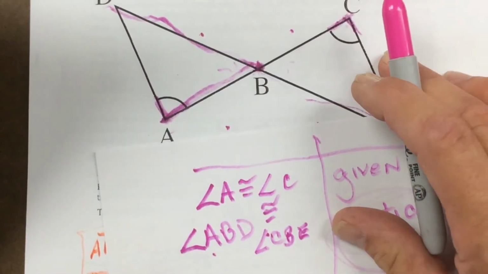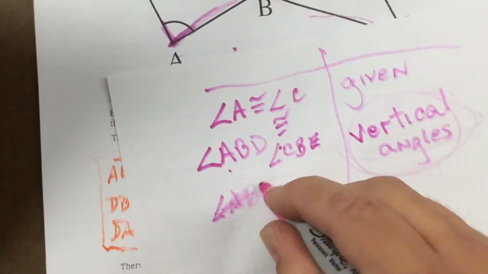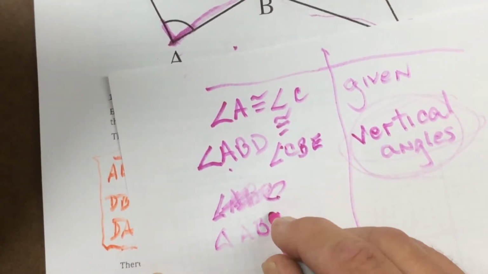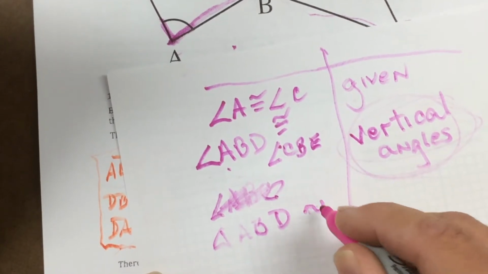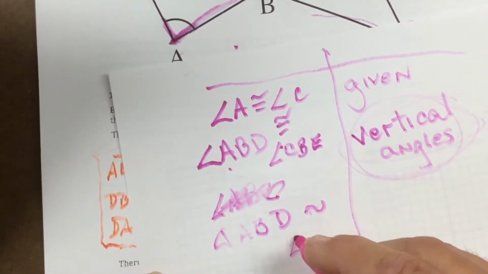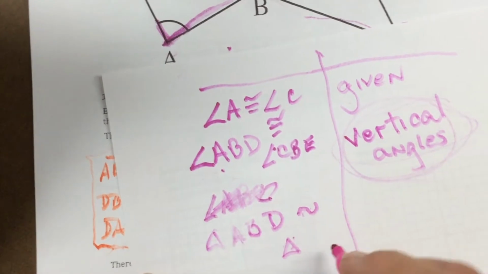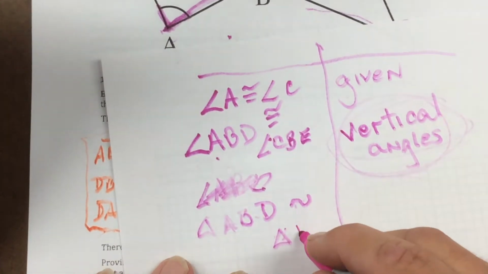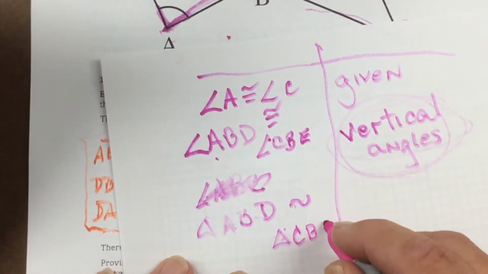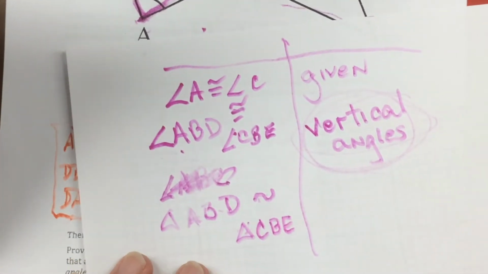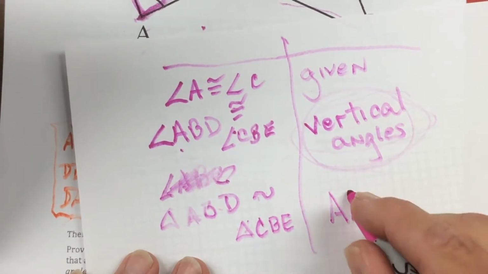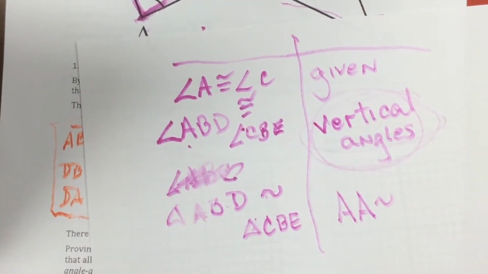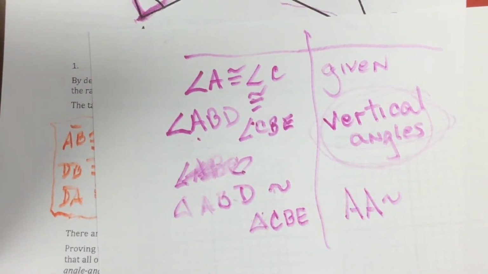You're done. Because triangle ABD is similar to triangle. All right, now let's see. A, that angle was the same as C, so that has to come first. CBE. And how do I know? That's angle, angle. Okay?